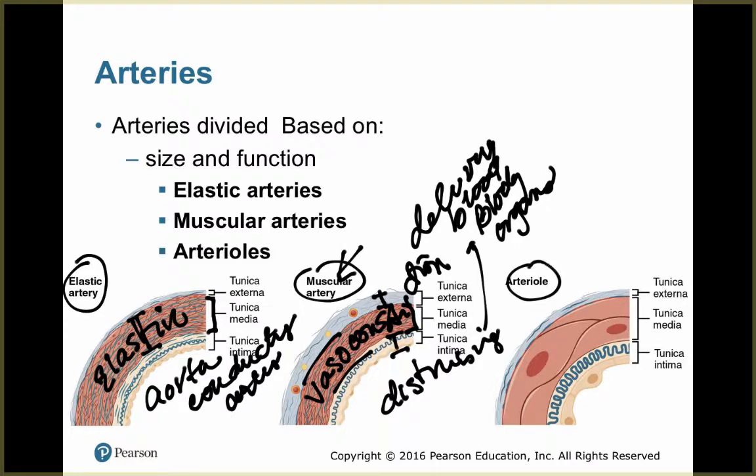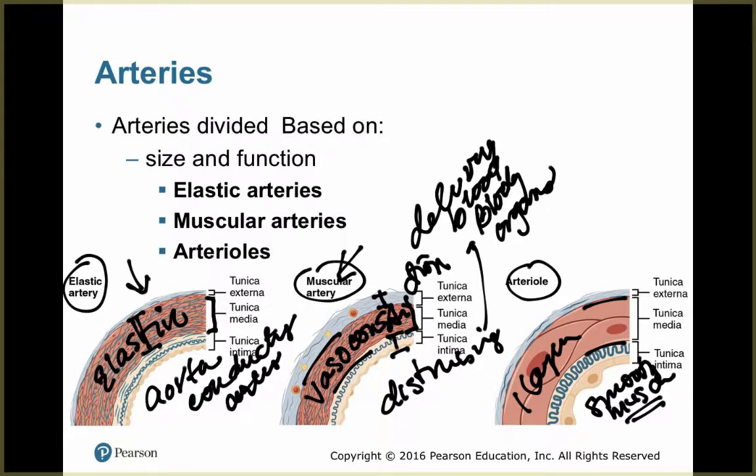And these arterioles, if you noticed, are the really, really small ones. They're just a single layer of smooth muscle. And because they're so small, they're helping to prep the area, and then they're going to flow into the capillaries.